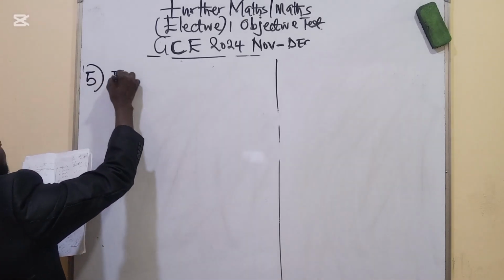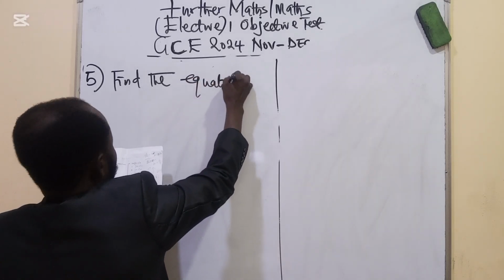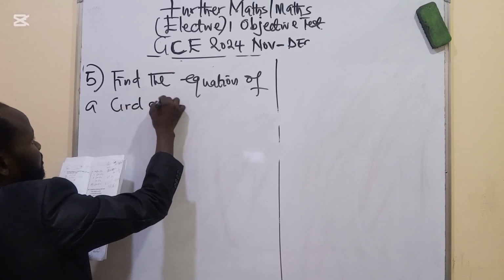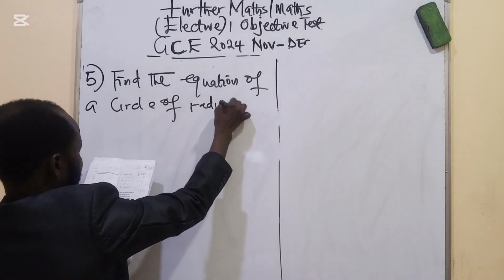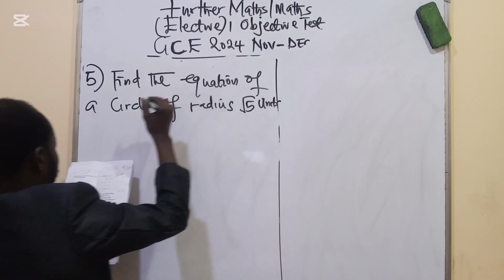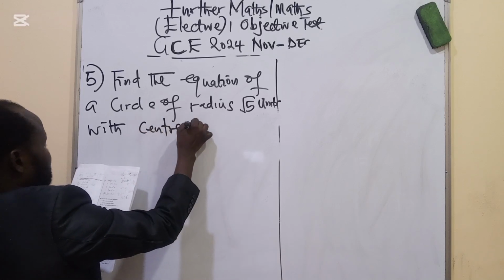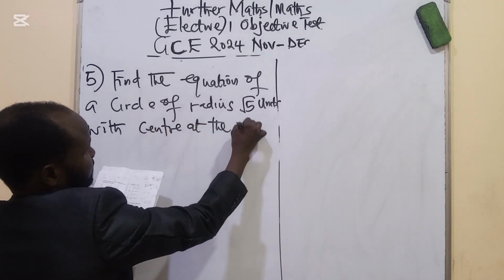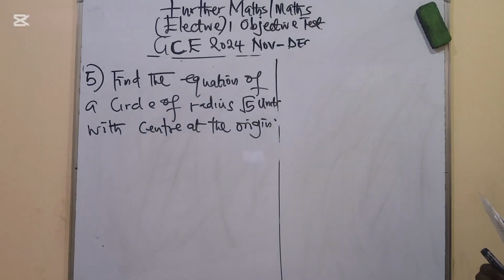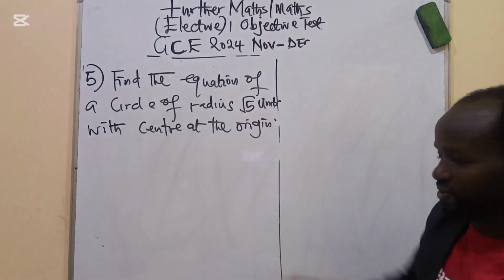We are asked to find the equation of a circle. Of course, this is from conic section, of radius root 5 units, with the center at the origin. The center of that circle is at the origin. We are asked to find the equation of a circle of radius root 5 units with center at the origin.